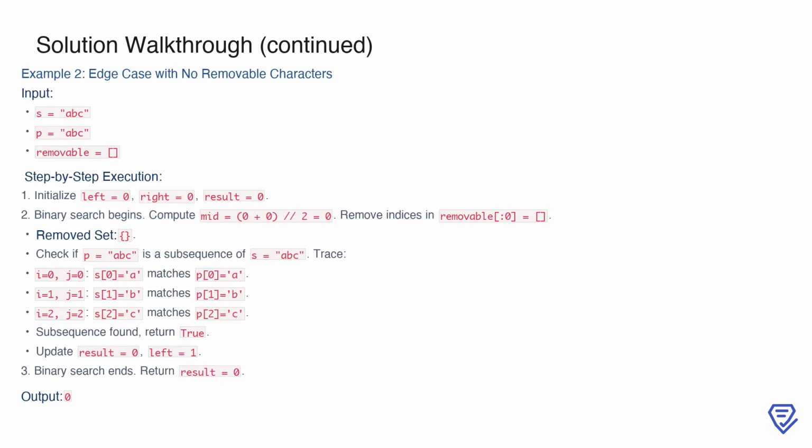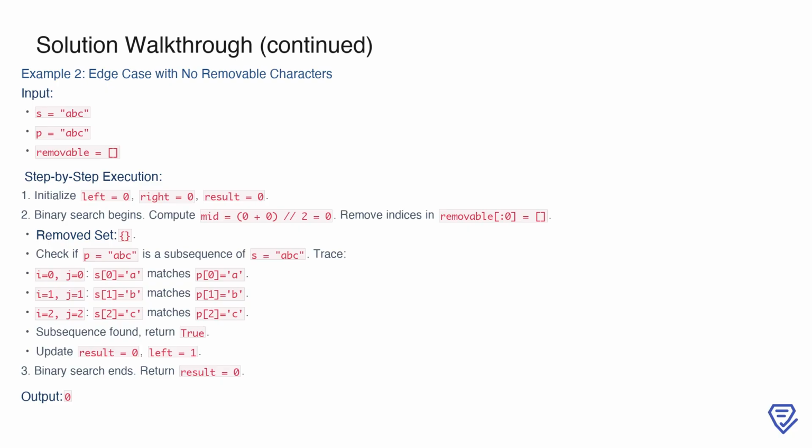Now, let's consider an edge case where the removable array is empty. Here, the string S is ABC, the pattern P is also ABC, and removable is an empty list. Since there are no indices to remove, we initialize left, right, and result all to 0. The binary search begins, and with mid equals (0 + 0) / 2 equals 0, we attempt to remove the first 0 indices from removable, resulting in an empty set.